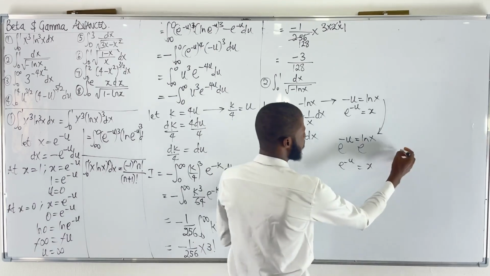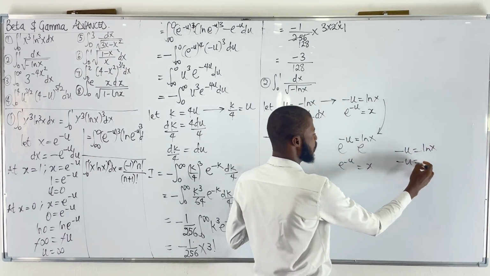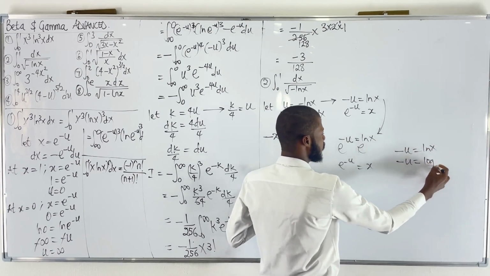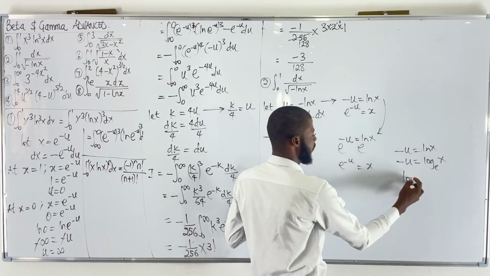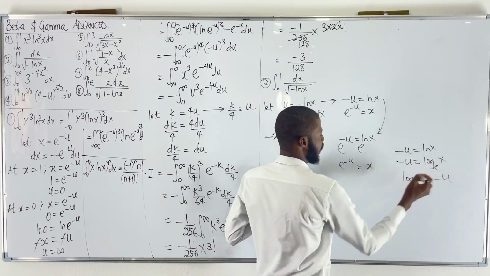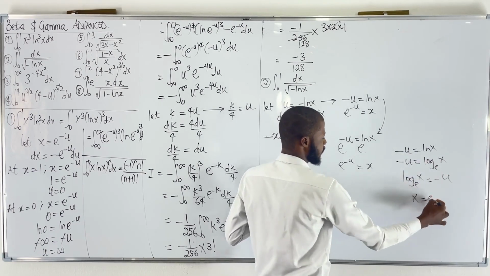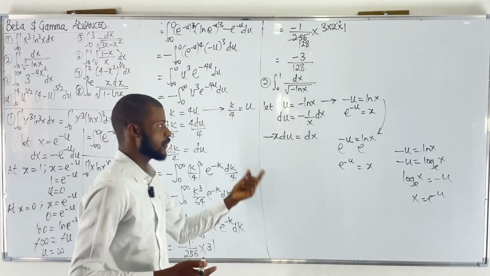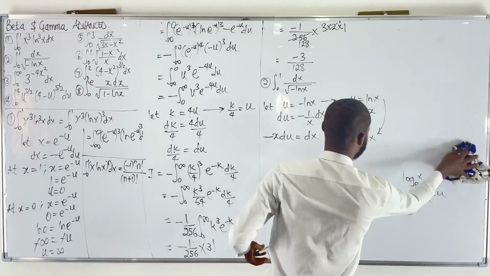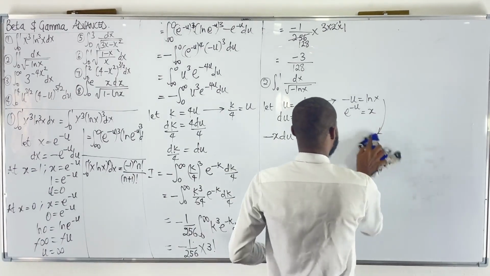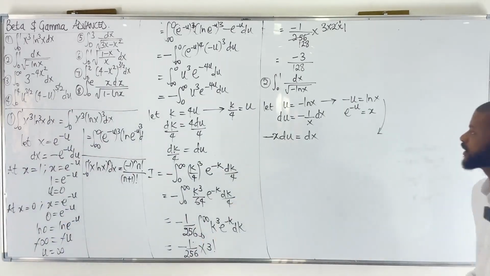Another way to put this is to say if you have negative u equal ln x, another way to put this is minus u equal logarithm base e of x. Now remember that in logarithms, the number x is always e to the power of this. So I believe I've been able to explain why that is so. Okay, so I'm going to wipe this out. All right, so let's proceed.